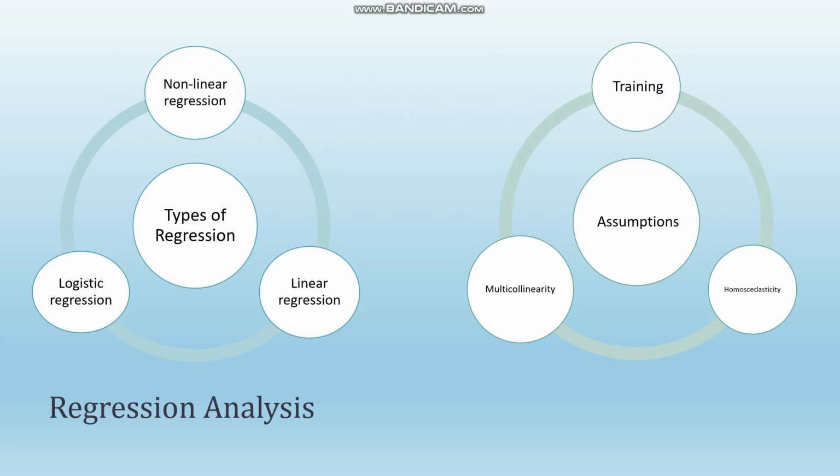As the name suggests, linear regression maps linear relationships between dependent and independent variables. Logistic regression is used in cases where the dependent variable is binary, for example, 0 or 1, or yes or no. This technique helps us determine the probability of the binary target variable. And non-linear regression is used in cases where the dependent variable is related polynomially to the independent variable.